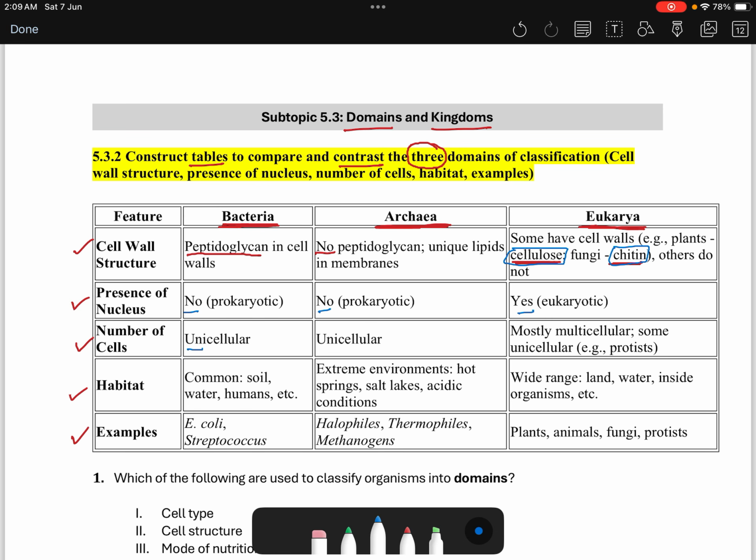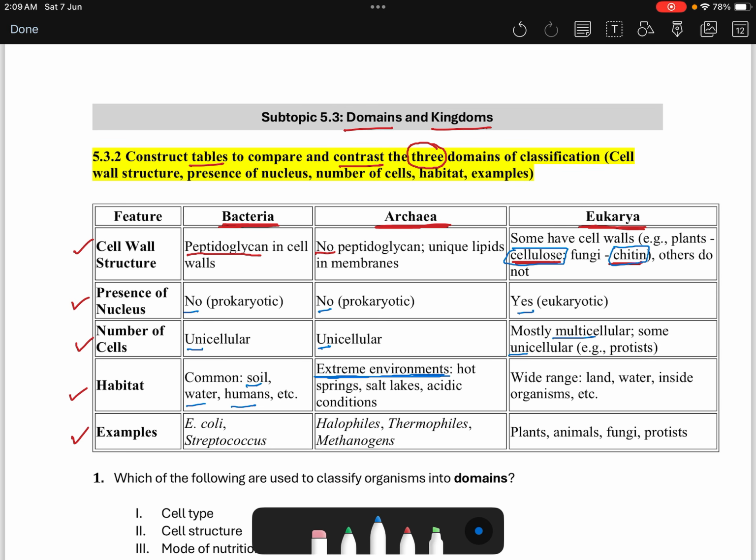Number of the cells, unicellular. They are unicellular. So both of them, they are unicellular, but they can be unicellular as well as multicellular. Habitat, where do they live? Mostly they live in the soil, water, and human. Extreme environment. So remember, archaea lives in extreme environment. So if you see a word extreme environment, it will be archaea, like hot springs, salt lakes, acidic condition, very high temperature. Wide range, like land, water, inside organisms, etc.